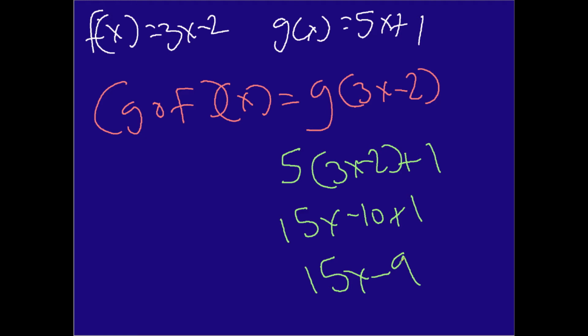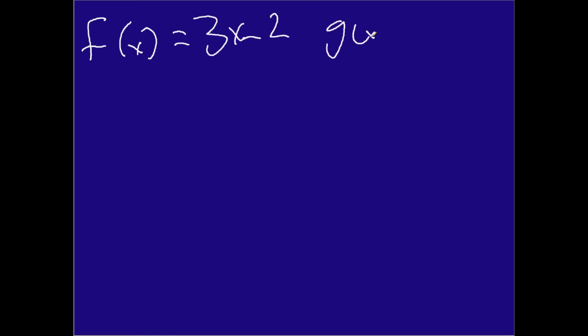So you can see that when you flip the functions, you don't always get the same answer. It really depends on what the values are. Now, there's one more that we need to cover that we commonly see as well. But this is not so much a composite function as it is multiplying two functions to make a new function, if you will. So again, let me rewrite my functions so there's no confusion. First of all, we have f of x equals 3x minus 2 and g of x equals 5x plus 1.